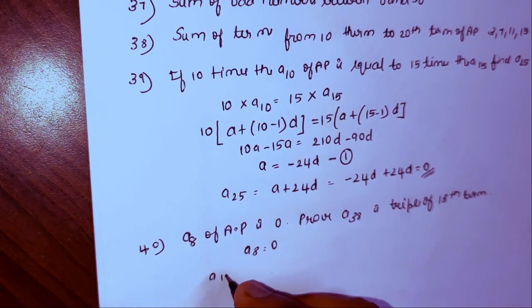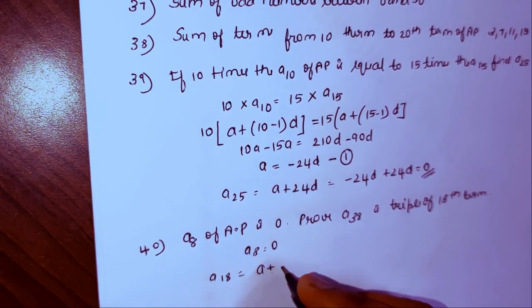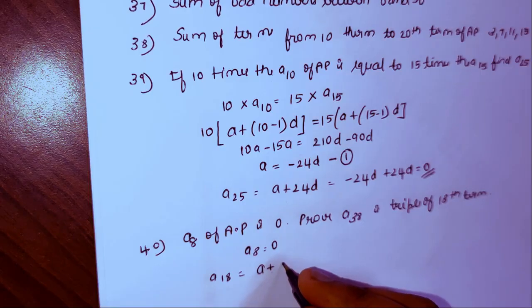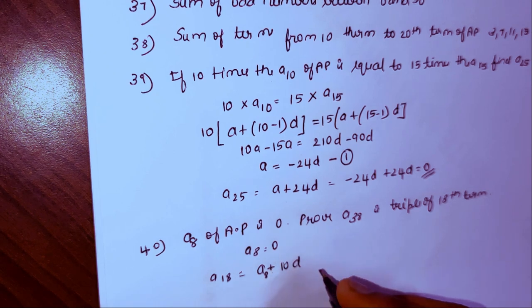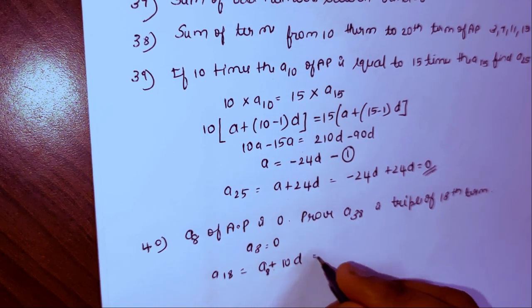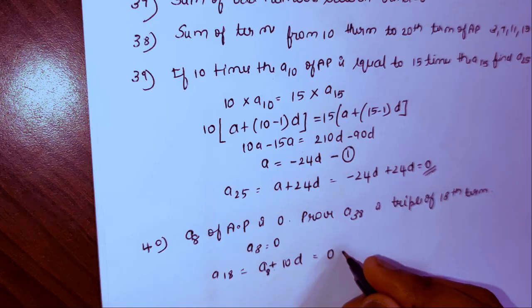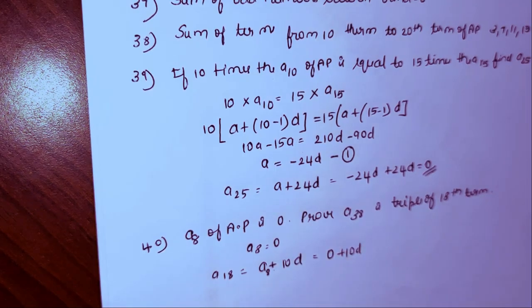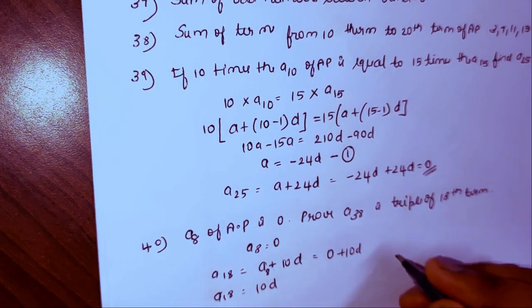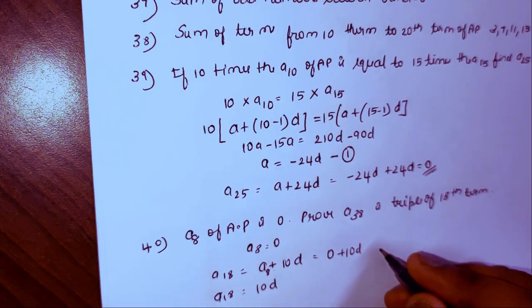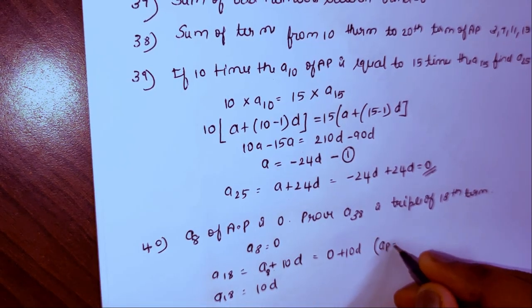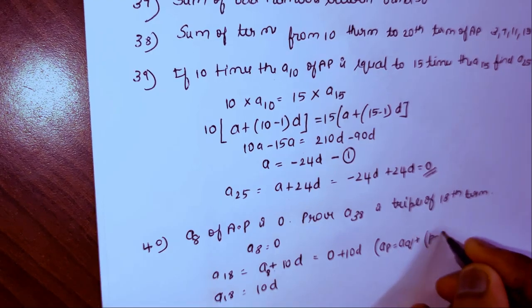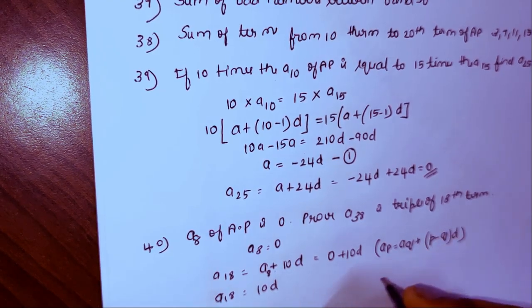We know A18 is equal to A8 plus 10d. We know A8 is equal to 0, so A18 is equal to 10d. This is by the formula AP is equal to AQ plus (P minus Q) into D.